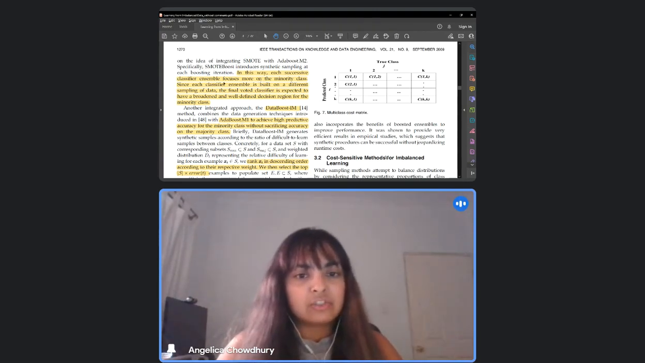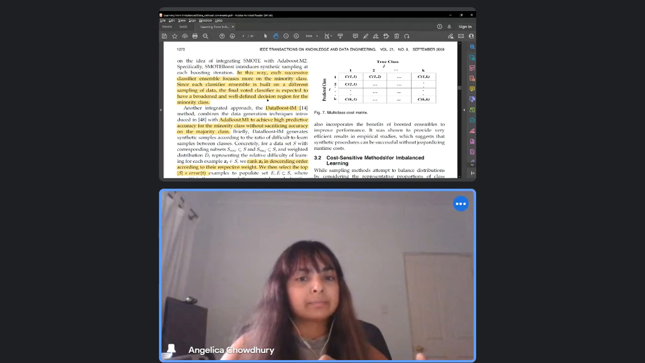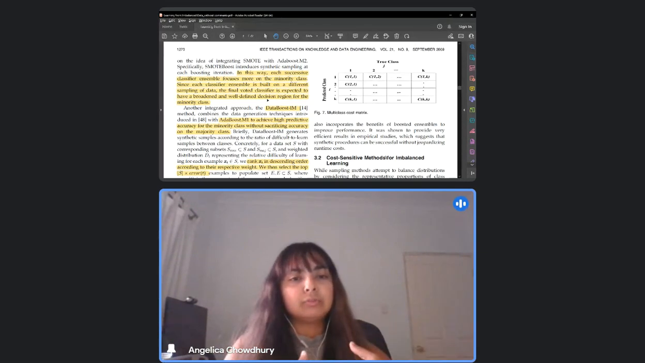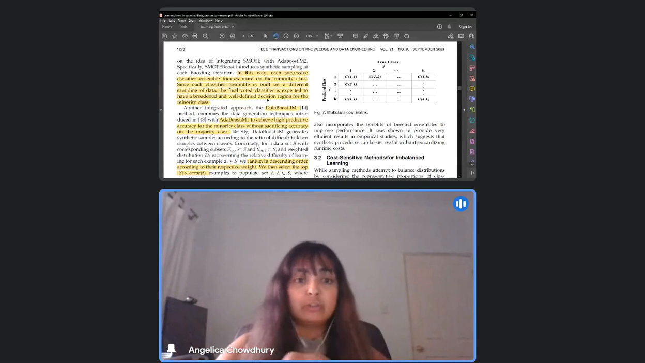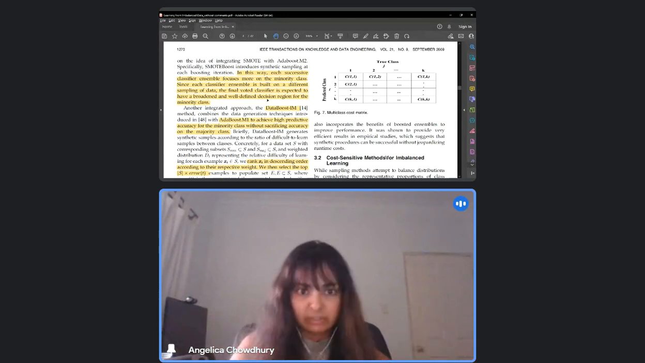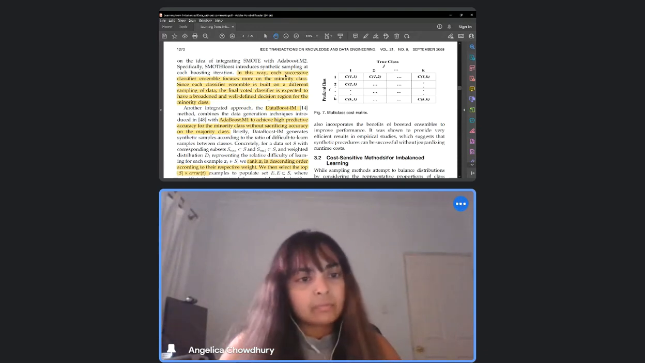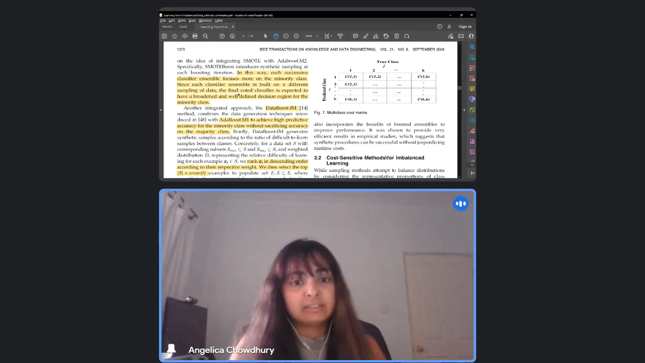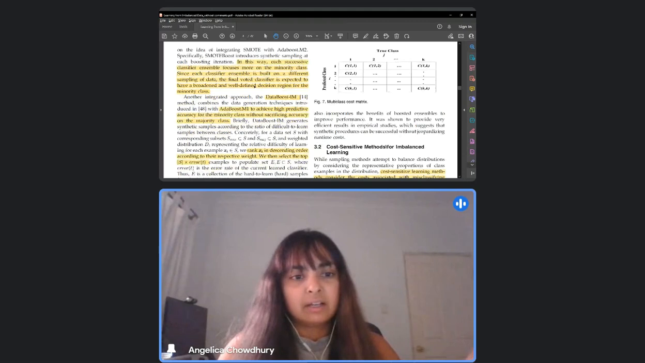So in this case, each successive classifier ensemble focuses more on the minority class. By combining boosting and SMOTE, it is focusing more on the minority class examples at each step, so that whatever it couldn't learn before, because minority class examples are hard to learn since we don't have that many samples, it can learn iteratively using a boosting technique. Since each classifier ensemble is built on a different sampling of data, the final voted classifier is expected to have a broadened and well-defined decision region for the minority class. So that's SMOTE plus a boosting technique.